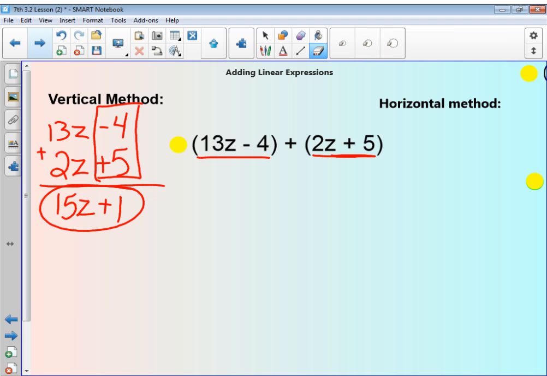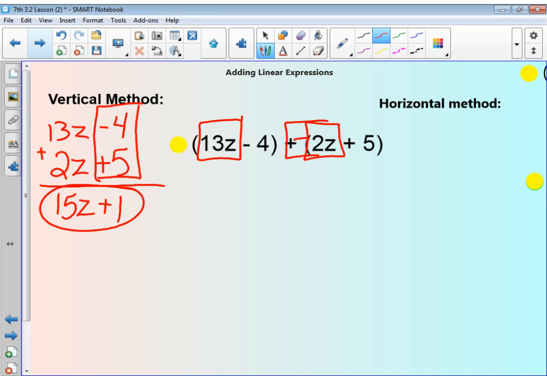Okay, horizontal method. I'm going to go ahead and reorganize these. I'm very visual, so I like to mark them. And that's a positive sign with that. So it's really a positive 2z. So 13z plus 2z. And then for my just constants, I had a negative 4 and a positive 5.